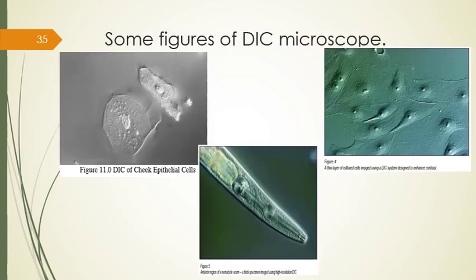These are the figures that are the result of DIC microscopy. These are very clear, almost opaque vision of the specimen. This is all due to DIC microscope.